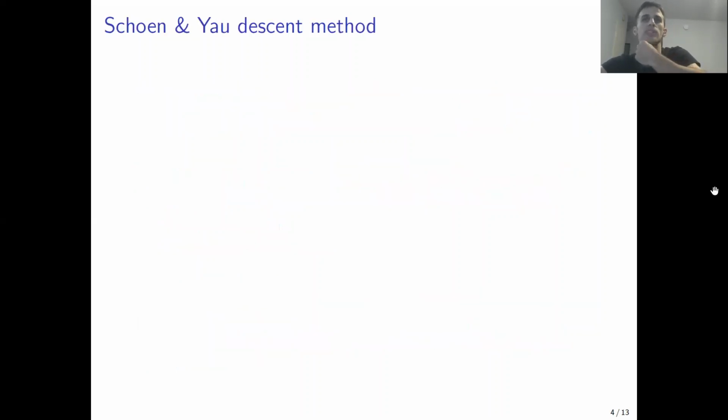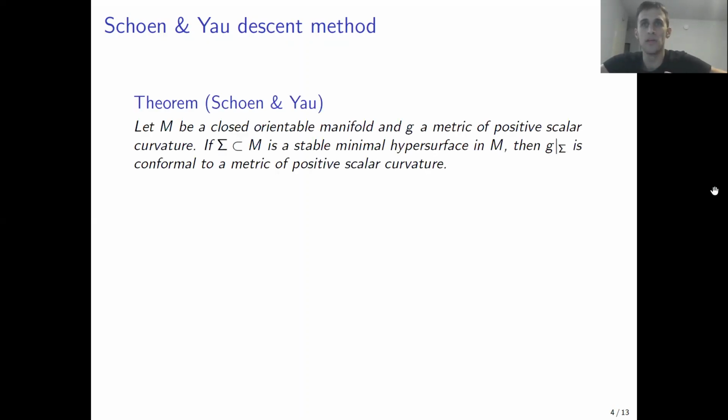Now I want to move on to the Schoen-Yau descent method. This is a method they developed when trying to answer the question, do tori admit metrics of positive scalar curvature? The theorem I'm referring to is the following. If you have a closed orientable manifold M with a metric of positive scalar curvature, and you take a stable minimal hypersurface sigma inside of M and restrict that metric to the hypersurface, then it is conformal to a metric of positive scalar curvature.